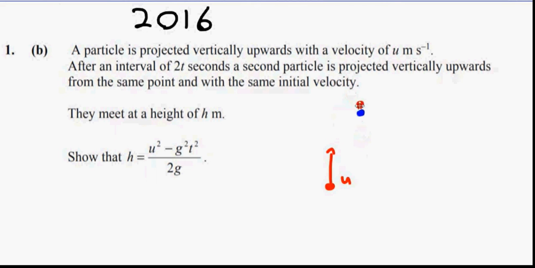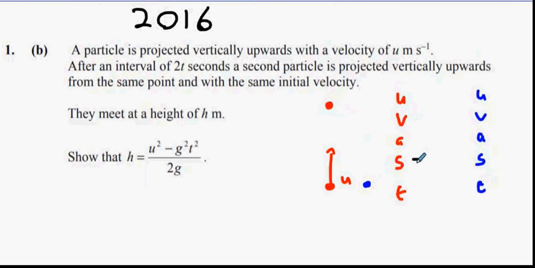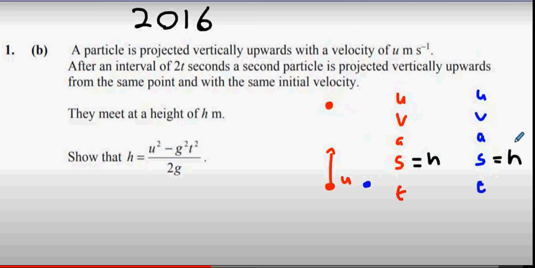Now, let's move on from this. We're going to need two sets of UVAST: a UVAST for the initial particle and a UVAST for the second particle. Okay, so that's UVAST for the first one, UVAST for the second one. They both have a common velocity of U meters per second. Now, they collide at the same height.